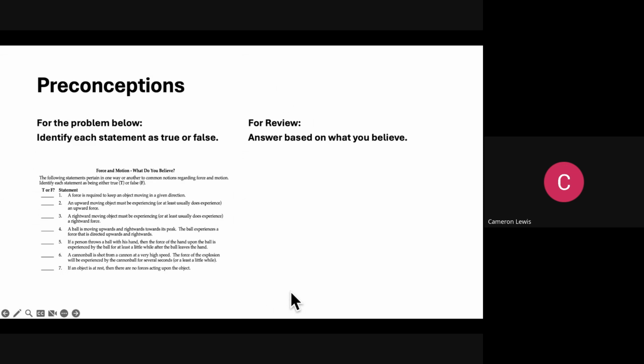So for the first one, right? A force is required to keep an object moving in a given direction. Do we believe that's true or false? True. I have true. Anybody say false? I have a false. Now I need you to tell me why.